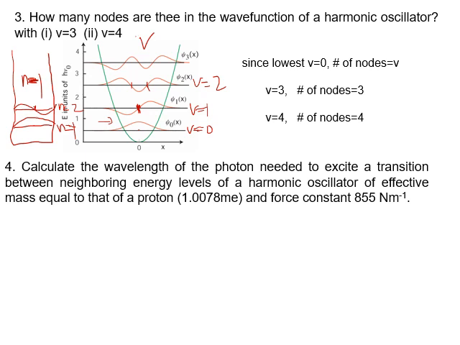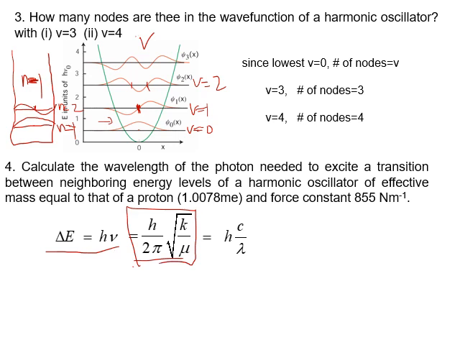Question number 4. Calculate the wavelength of the photon needed to excite a transition between neighboring energy levels of a harmonic oscillator with effective mass given, and the force constant also given. So for the harmonic oscillator, the allowed energy level is h nu times v plus half, and the energy difference between adjacent energy levels is h times nu. All right, so that's the equation for the energy separation.